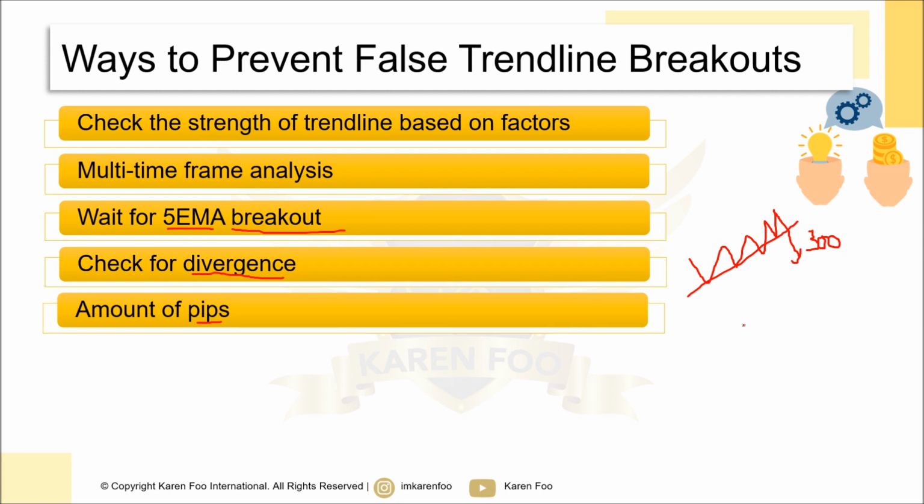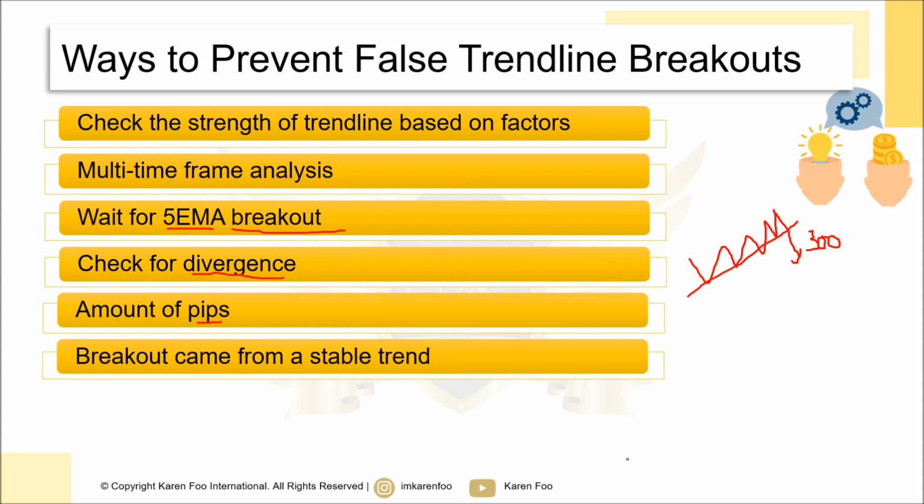If it breaks by, for example, 100 pips is too little, then high chance it's a false breakout, okay? And also the breakout must come from a stable trend. So if the trend before the breakout is really volatile, then high chance the breakout might be false. But if the trend before the breakout was going up really steadily, is pretty stable, okay, then when it breaks the trend line, then higher chance it will be a good breakout.